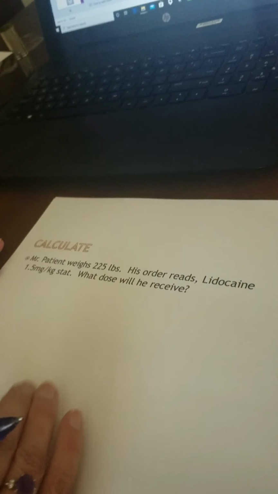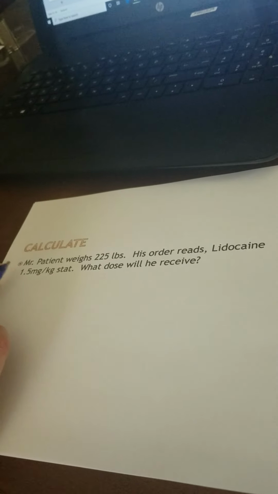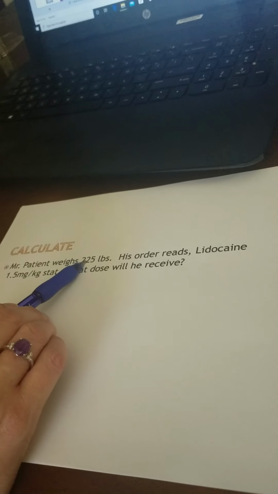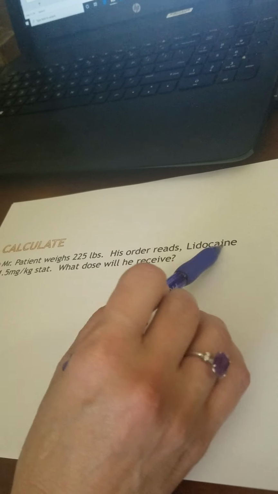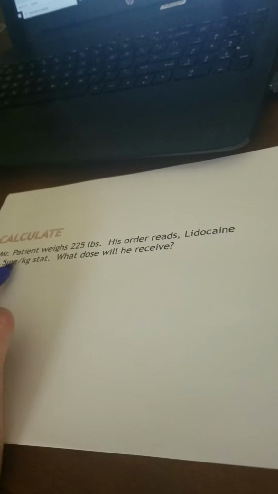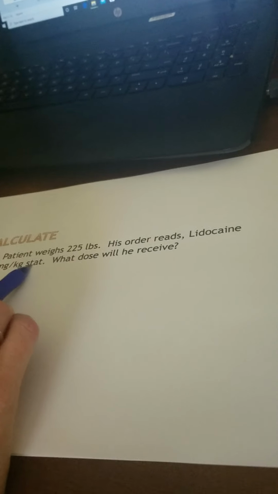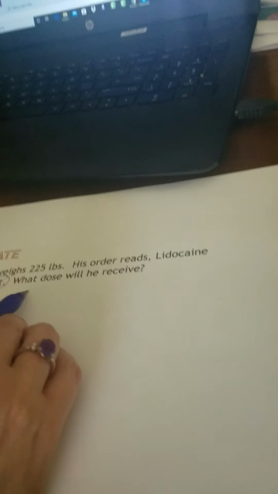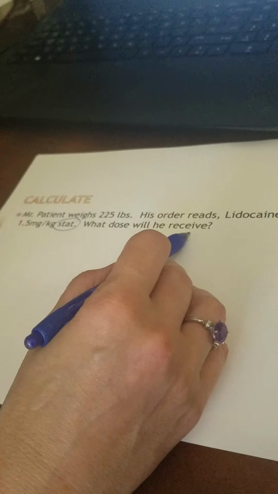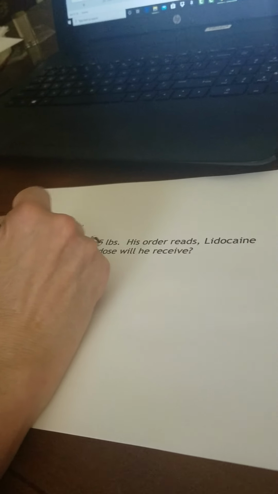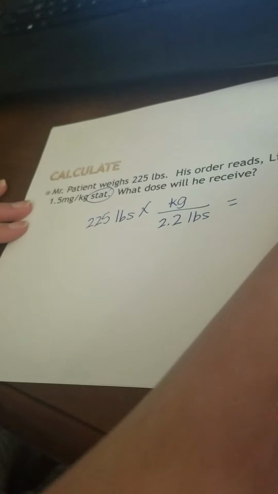Last one. This is a weight calculation. Mr. Patient weighs 225 pounds. His order reads lidocaine 1.5 milligrams per kilogram, and you're going to give it immediately. What dose will he receive? Okay, so he weighs 225 pounds. We need to figure out his kilogram weight. So we know that 2.2 pounds equals 1 kilogram. So we're going to do this.